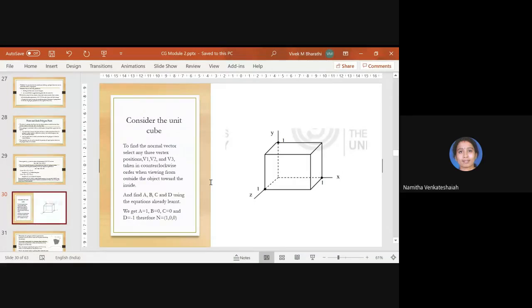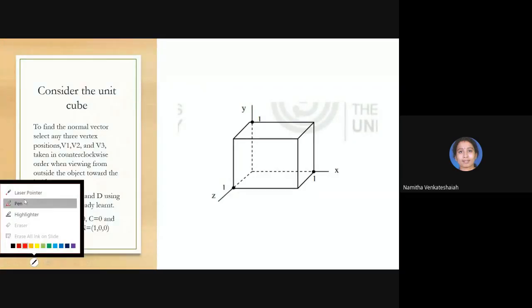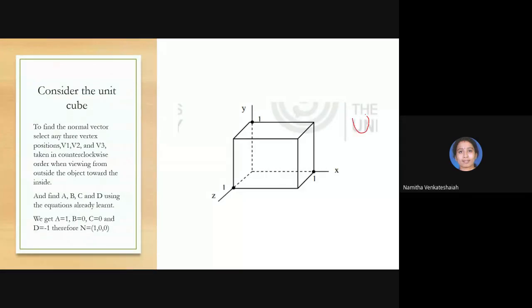What is the normal vector? If the viewer is here, viewing towards the origin from outside to inside, then this is the surface he is viewing through. This is the surface, correct?